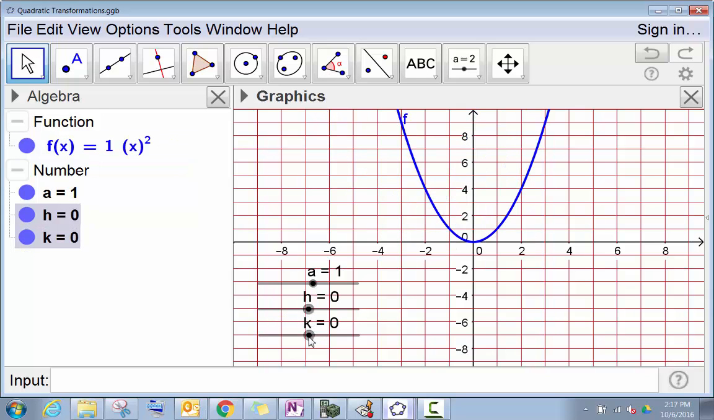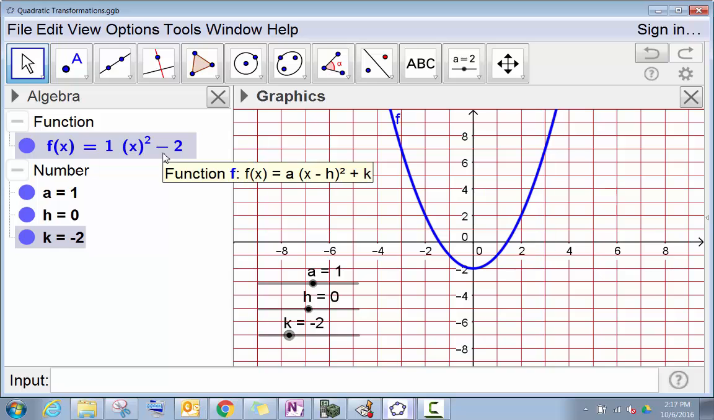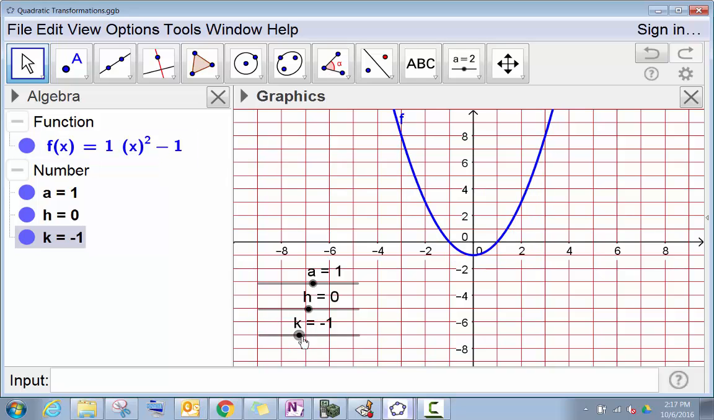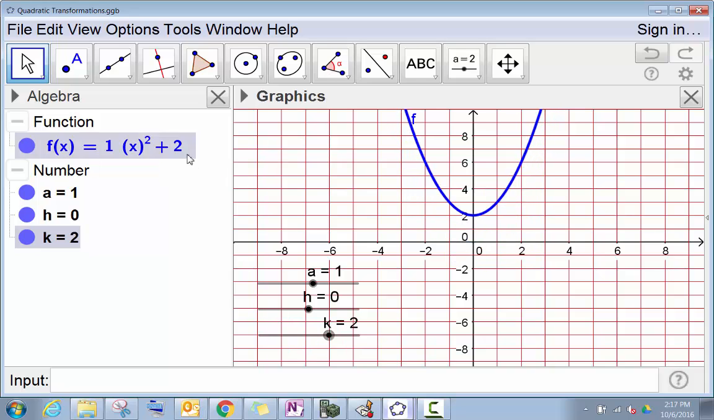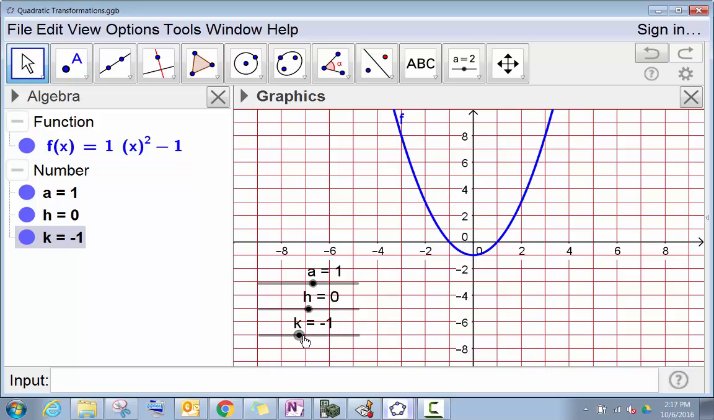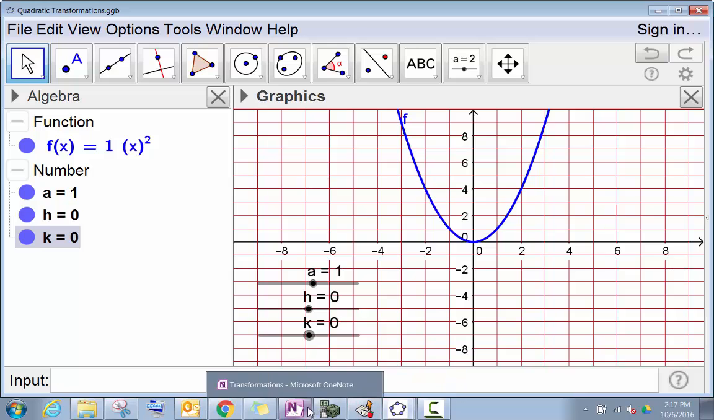Then if we look at k, as k gets bigger, it goes up. As k gets smaller, it goes down. And that's exactly what it looks like in the formula, or the equation. Plus 2 means we went up 2. Minus 1 means it went down 1. So it's what you would think.